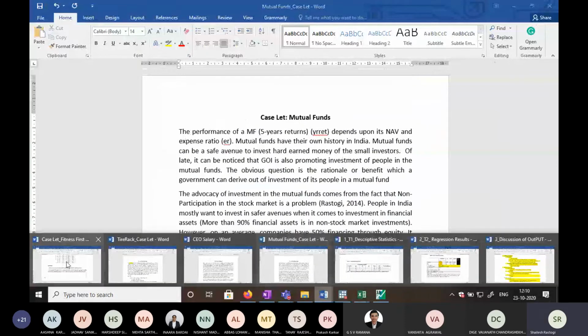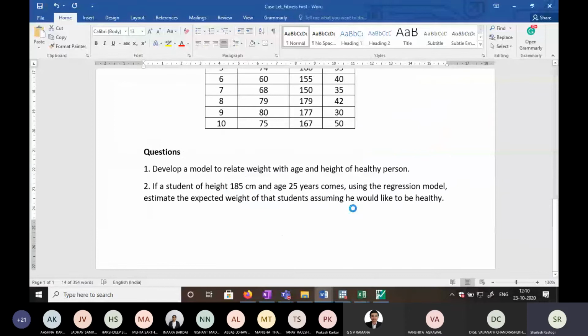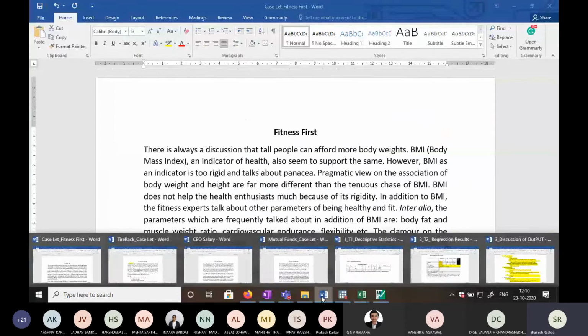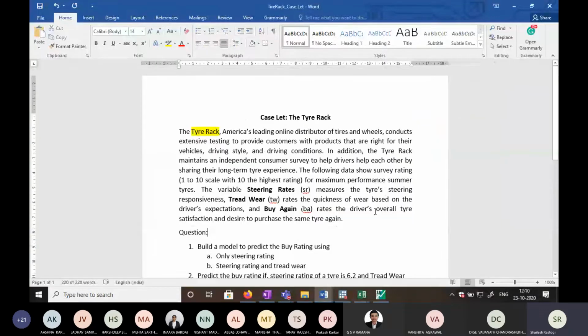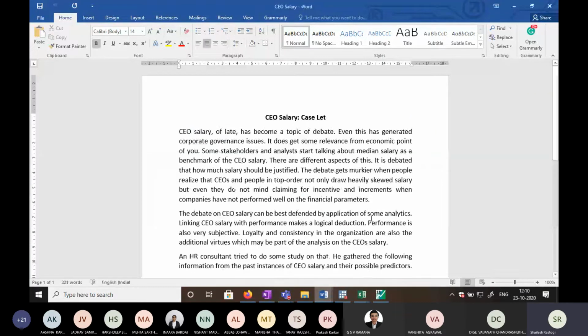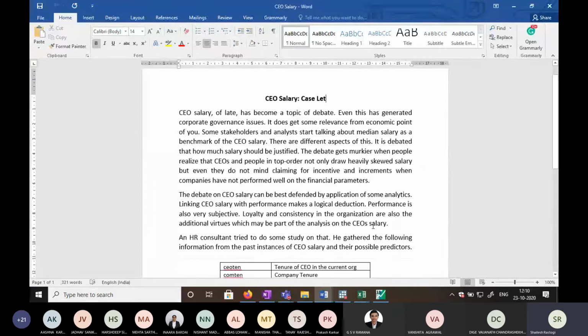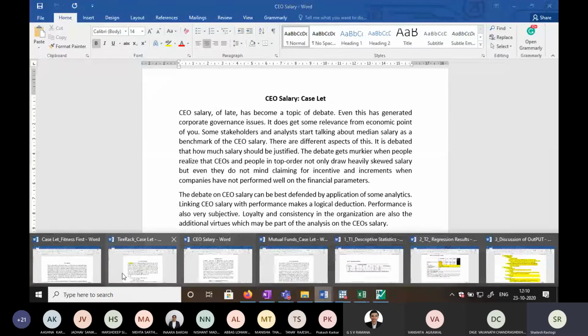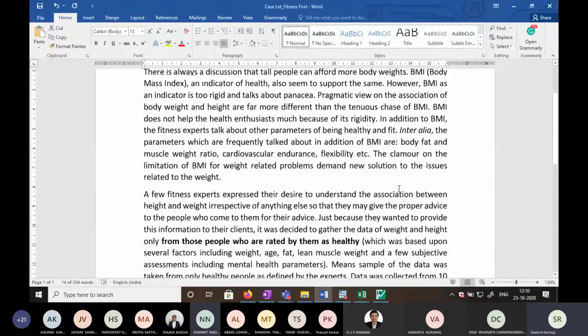Today we'll finish fitness first, and we'll try these two more caselets, tire tracks and this CEO salary. We'll try to finish using the same pattern. We'll fill the two tables and one output discussion. So let's complete the fitness first caselet.